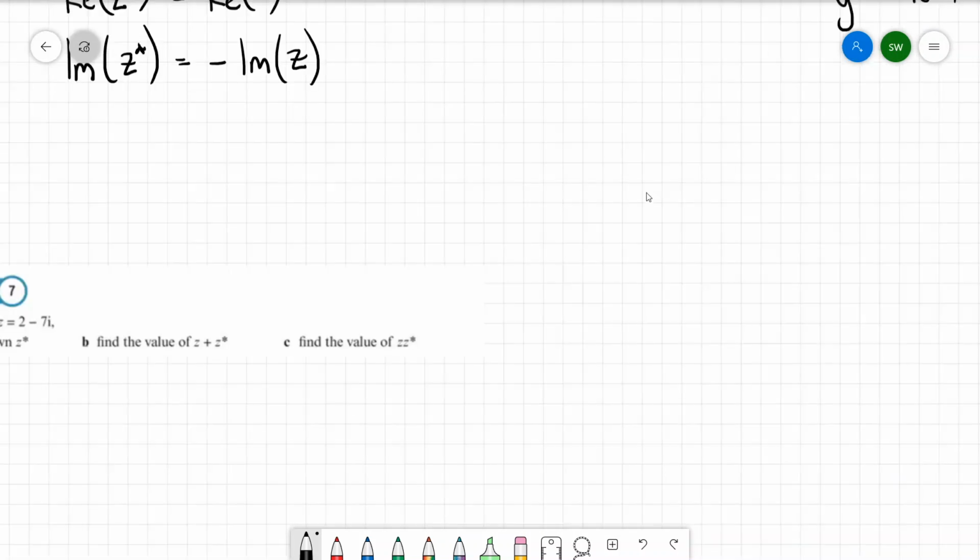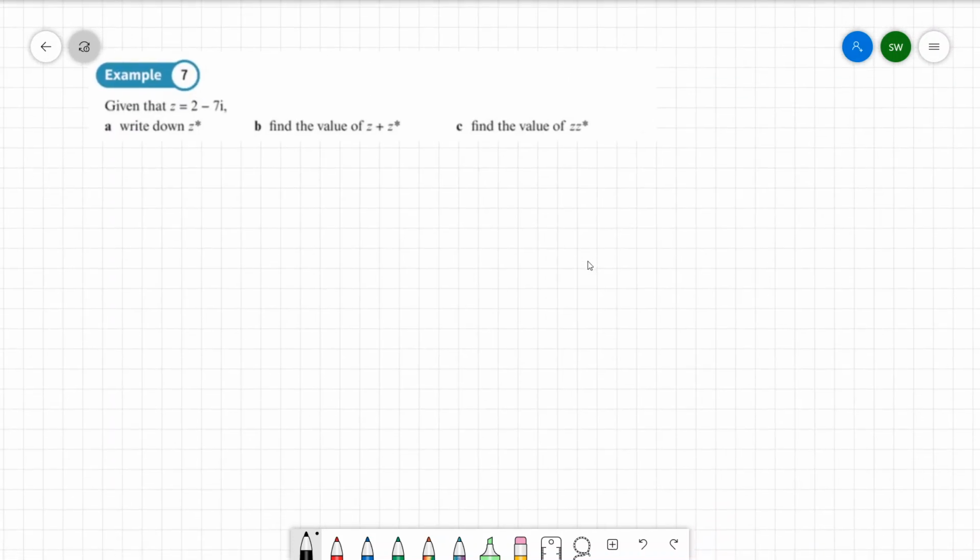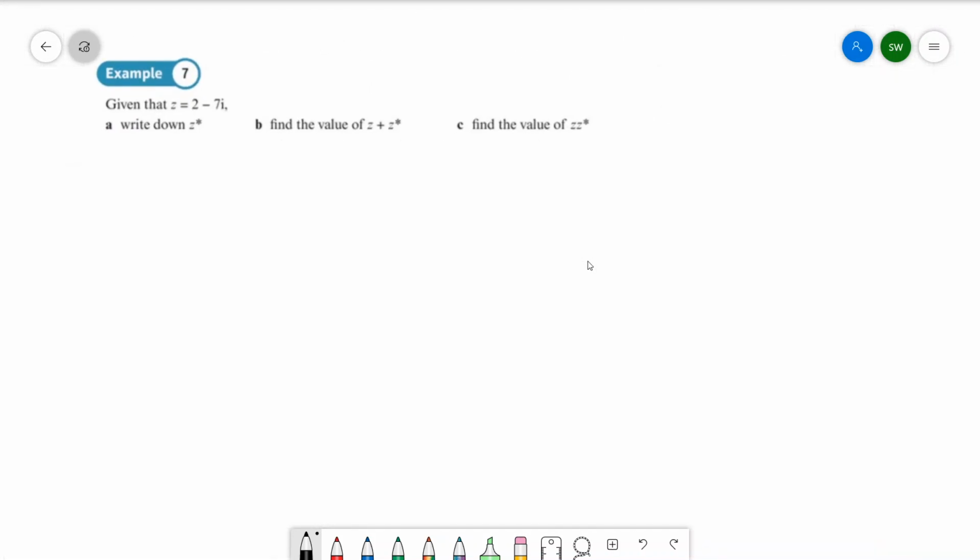Let's look at example 7 then. So we've got a complex number z, which is 2 minus 7i. So z star, we're going to leave the real part as it is, 2, and change the sign of the imaginary part. So we've got plus 7i. We're asked to find the value of z plus z star.